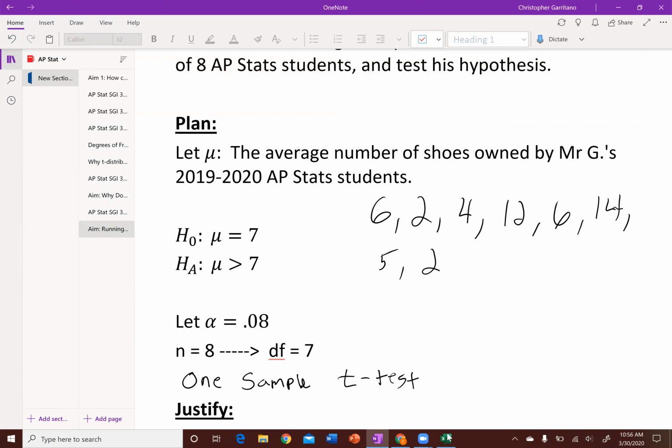I'm going to take those numbers, and I want to know the observed statistic, which is x-bar. So what's the average of this sample? I'm also going to find the standard deviation of this sample, as we're going to need it to approximate the standard deviation of the population.